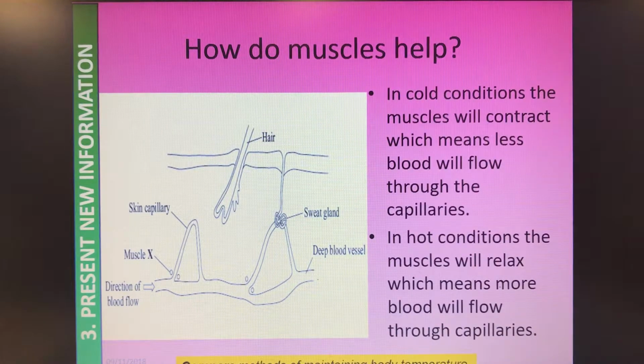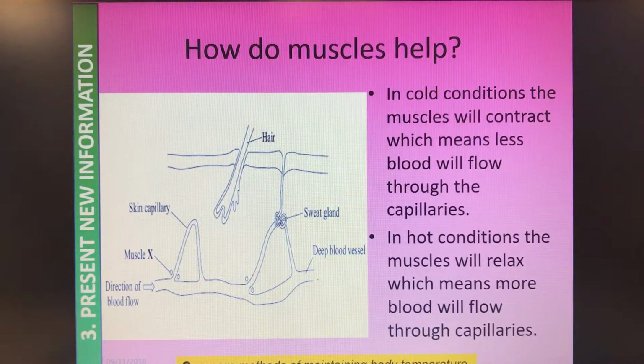So, in summary, cold conditions, the muscles contract, which means less blood will flow through the capillaries because they're constricted. And it's really important because it's keeping all of that heat in the organs of the body to ensure that everything's at the right temperature, and in particular, enzymes can work efficiently. In hot conditions, the muscles relax. That allows the blood vessels to dilate and more blood to go through those capillaries, losing some of that heat.